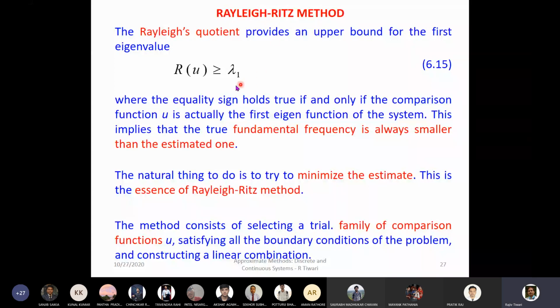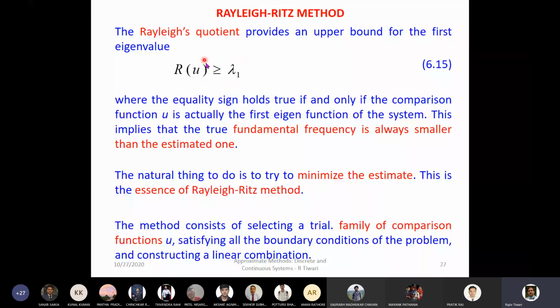The basic premise of this is similar to the Rayleigh's quotient, because as we know, when we choose this function, the ratio gives the lowest natural frequency. If this function is equal to the first eigenfunction, then it will give the first eigenvalue. If not, then it will give more than that. So what is happening is we want to minimize this Rayleigh's quotient so that we converge to the lowest natural frequency.